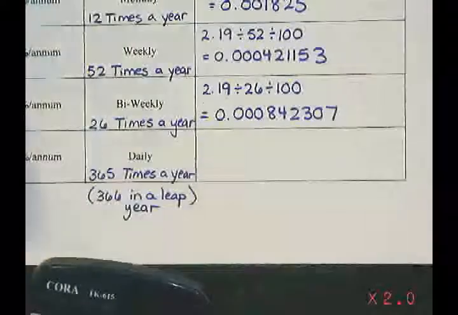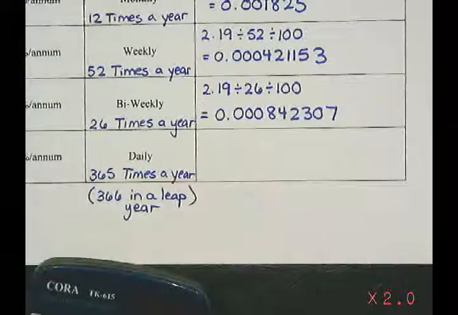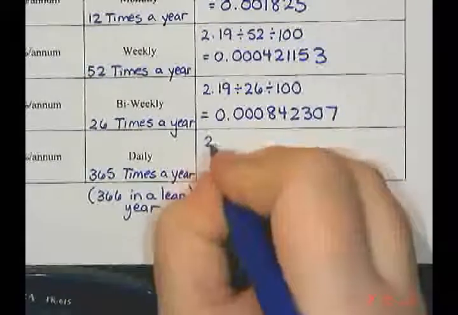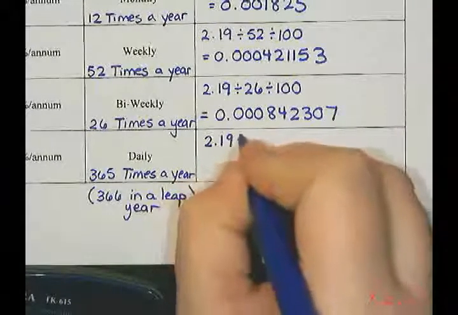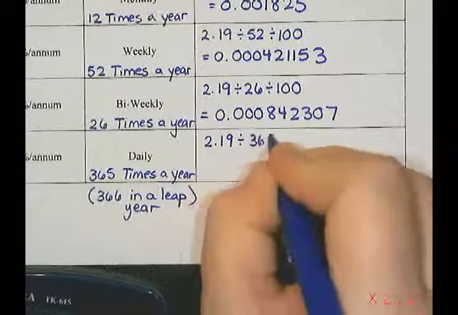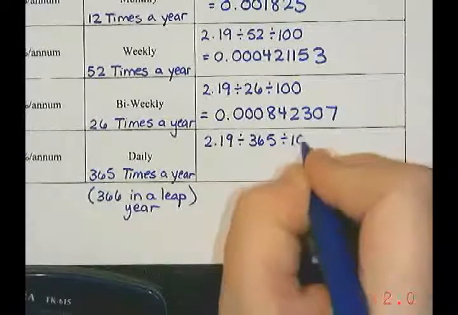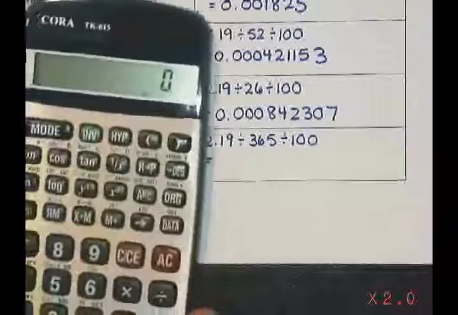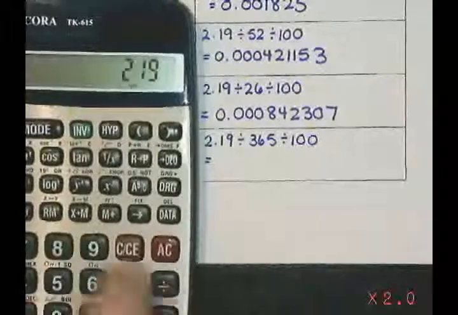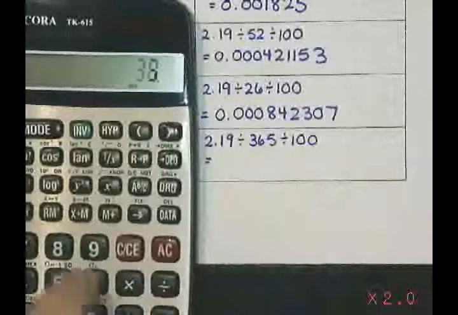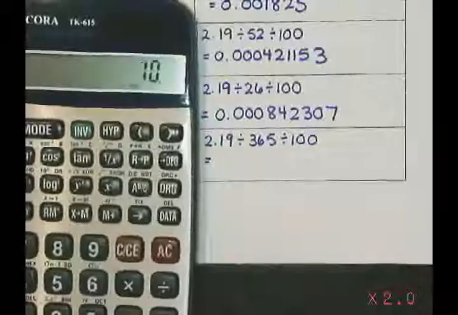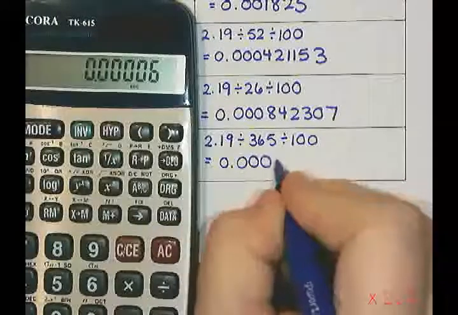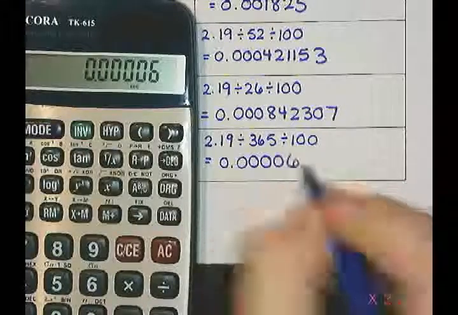And our last one here, we're going to do a regular year. So there are 365 times. So we're going to take that 2.19% and split it up into 365 equal smaller installments. And then divide it by 100. So 2.19 divided by 365 divided by 100 is 0.00006.